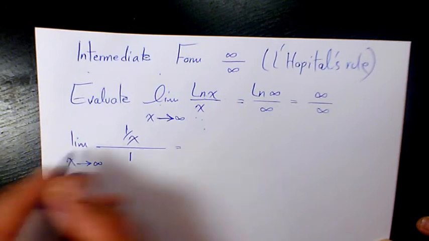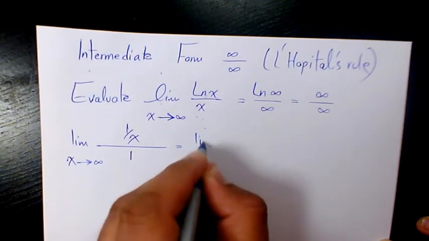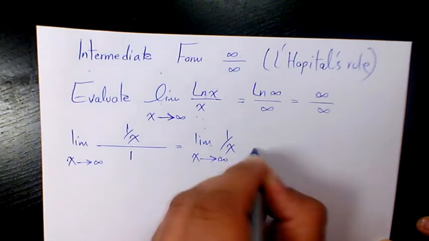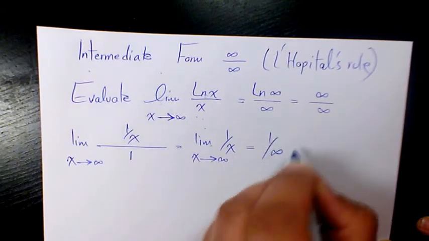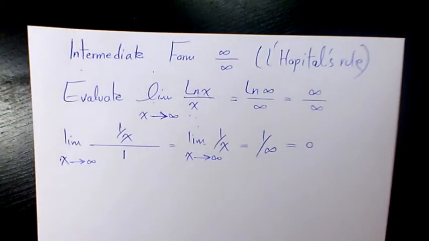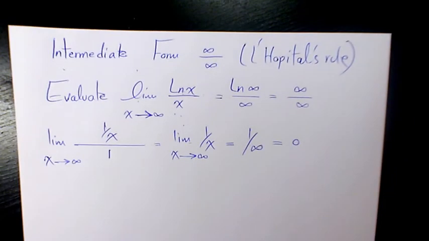So that's going to be the limit of 1 over x when x is approaching infinity. That's going to be 1 over infinity, and it's going to be equal to 0. So that's how we use indeterminate form infinity over infinity and L'Hopital's rule to find the limit of the expression.